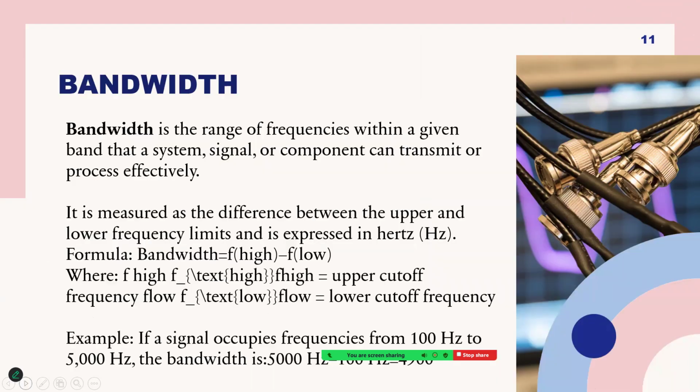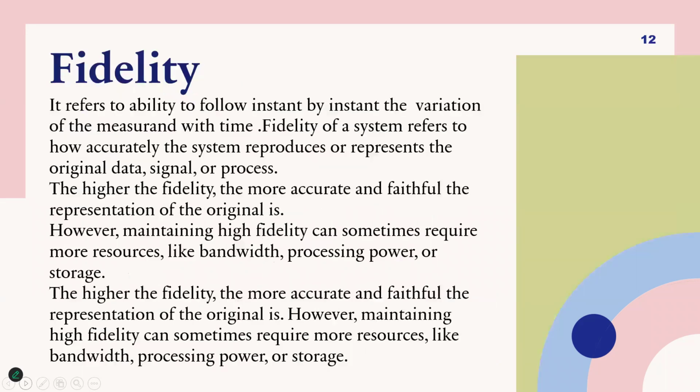What is bandwidth? Bandwidth is, in simple words, a range of frequencies. We all know what a waveform is. So for waveforms, the range of frequency is known as bandwidth. It is a very important concept in communication. It is the range of frequencies within a given band that a system, signal, or component can process effectively. It's measured in hertz. We all know: higher frequency minus lower frequency is equal to bandwidth.